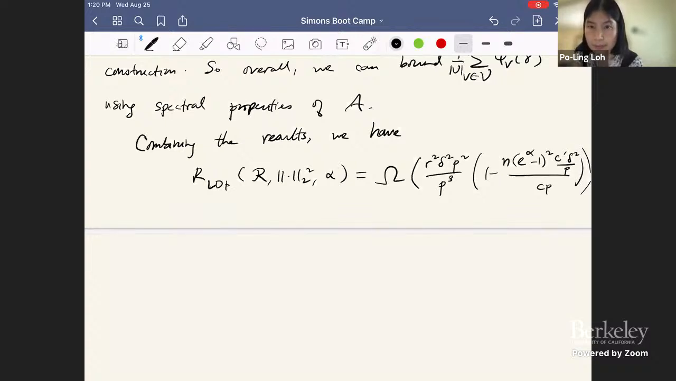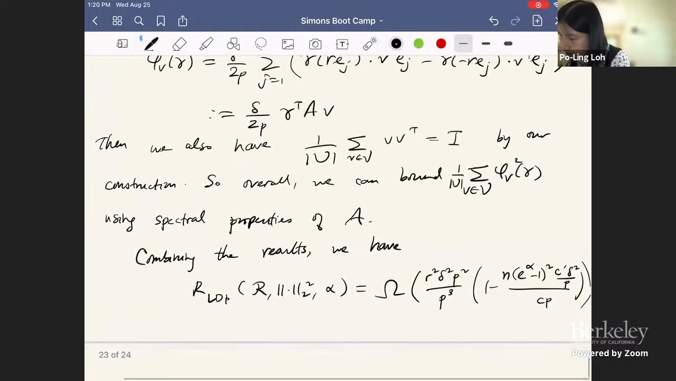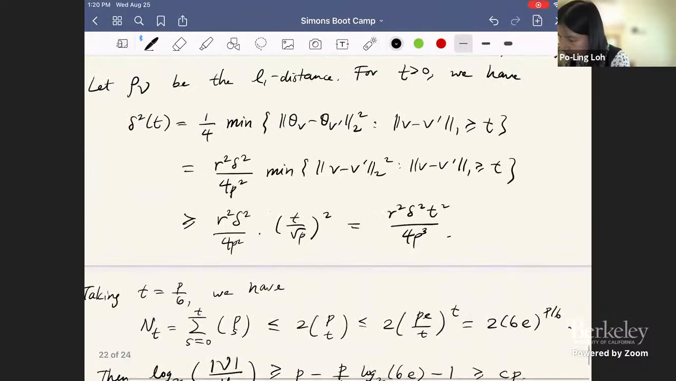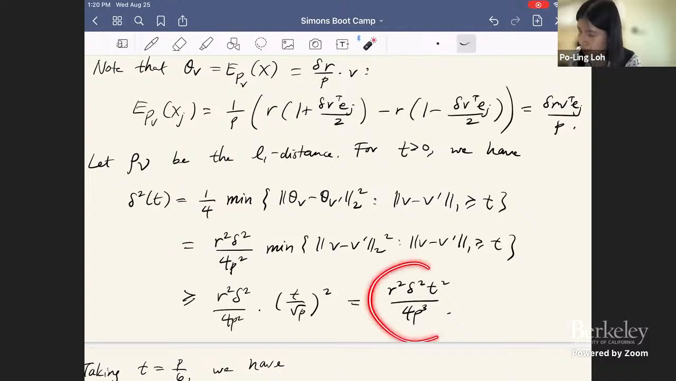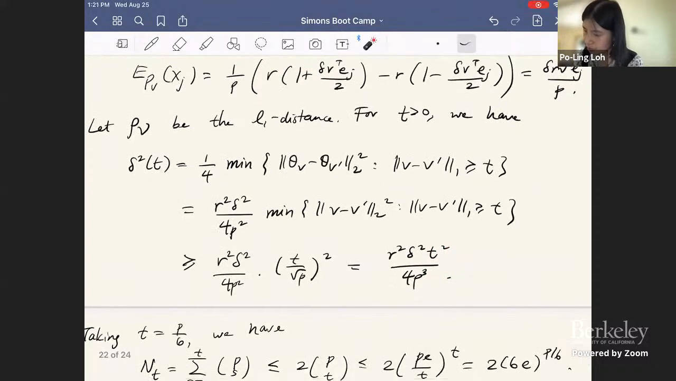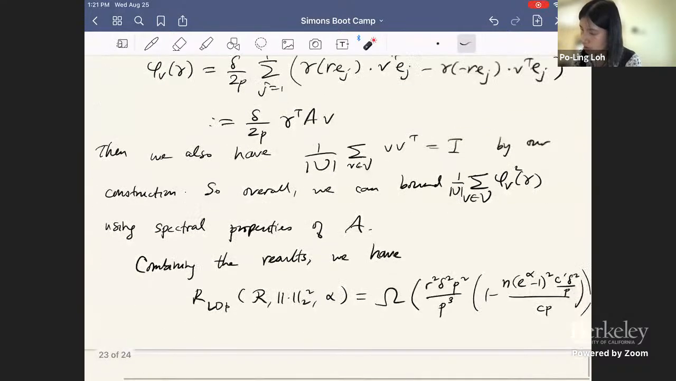Where is this? Oh, right. R squared delta squared. Oh, yeah, okay, sorry. So our separation function was R squared delta squared T squared over 4P cubed. And we chose T to be of the order of P. If you remember, T was P over 6. So altogether we get R squared delta squared P squared over 4P cubed, which is what I've written here.